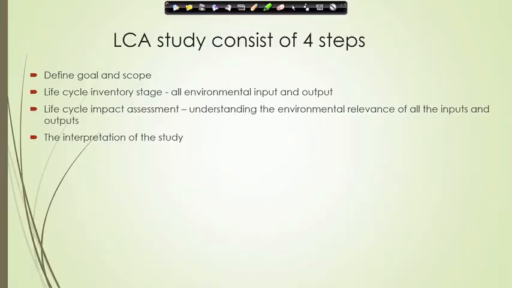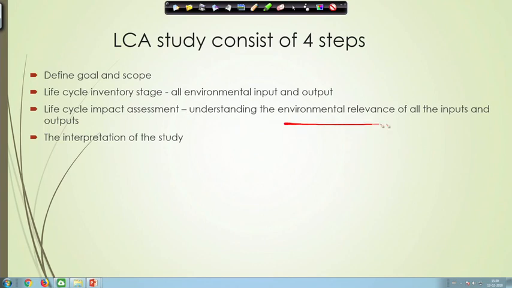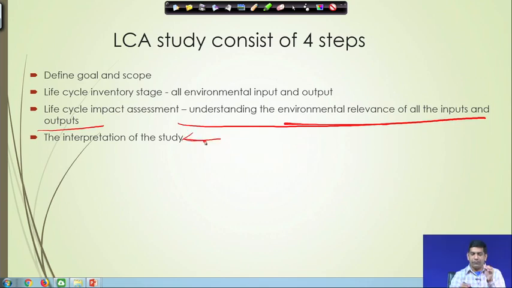Then we looked at the life cycle, like all environmental input and output that we talked about. We need to have a life cycle inventory stage. Then we talk about the life cycle impact assessment, where we have to understand the environmental relevance of all input and output. Then finally, we have to interpret the study. We have to make sense out of the study that we have come up with.